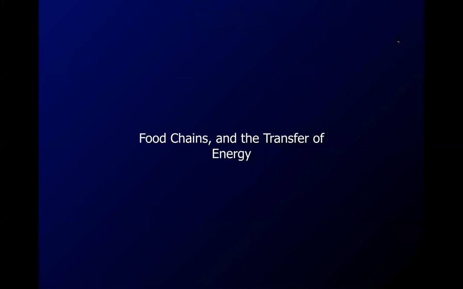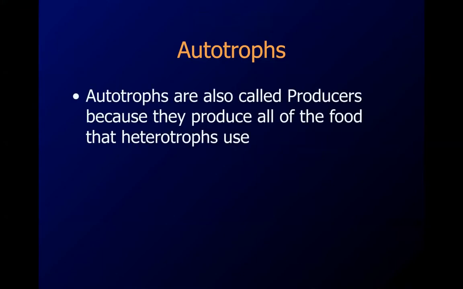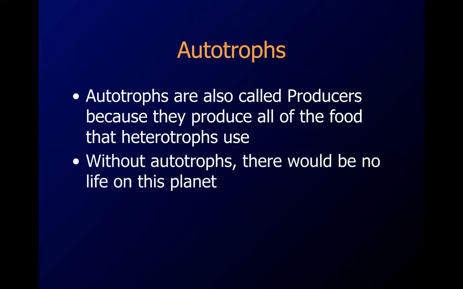Food chains and the transfer of energy. Well, Mr. Broughton gave you a lot to think about as far as what we call producers, plants. Another name for plants or producers is autotrophs. Autotrophs are also called producers because they produce all the food that heterotrophs use. Without autotrophs, there would be no life on this planet, as you've heard Dr. Gorman state, and basically Mr. Broughton also mentioned. Some examples are plants and algae.